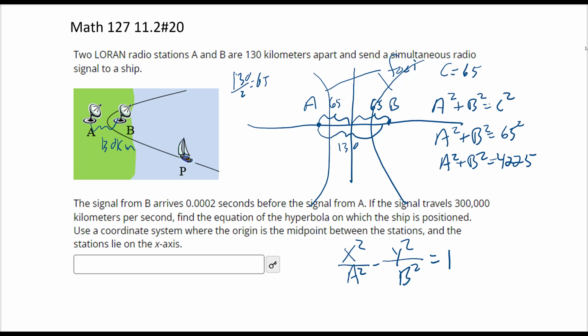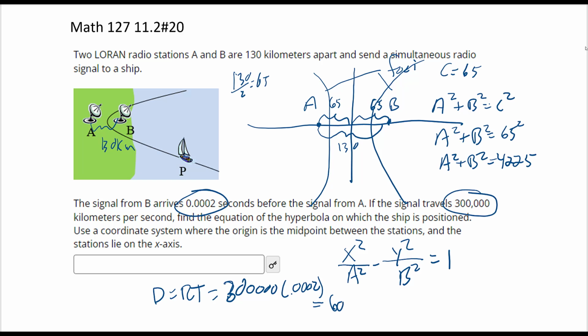Now this next part, we know the time it takes and the rate it takes, so we can use distance equals rate times time, or distance is rate, 300,000, times 0.0002 to get the greater distance. So that means it's 60 kilometers more. So meaning that if the boat's here, this distance here, we call that x. This distance here is x plus 60.